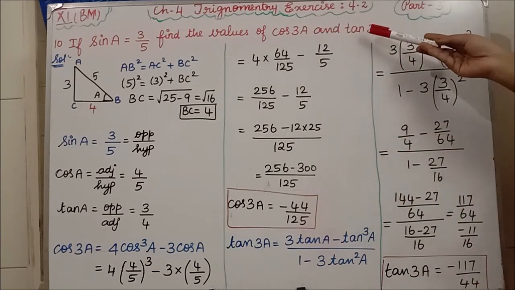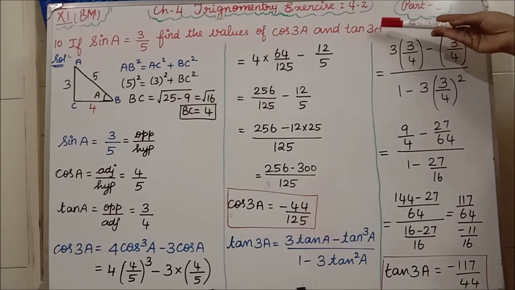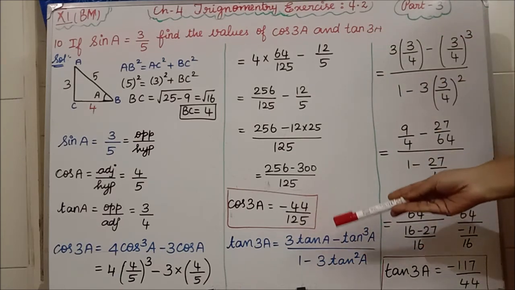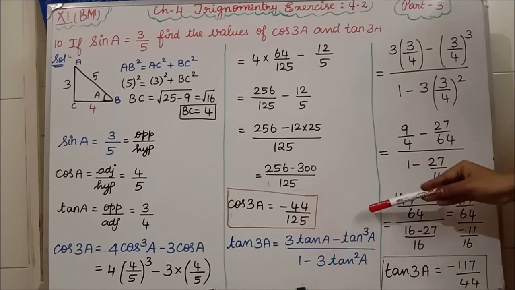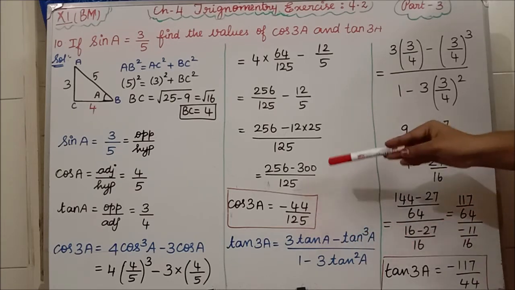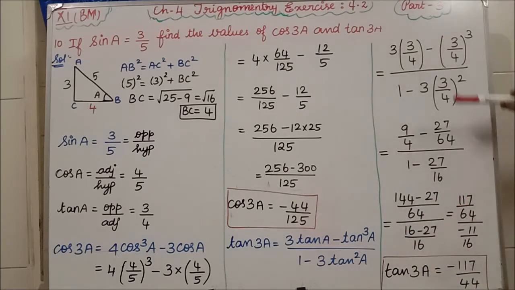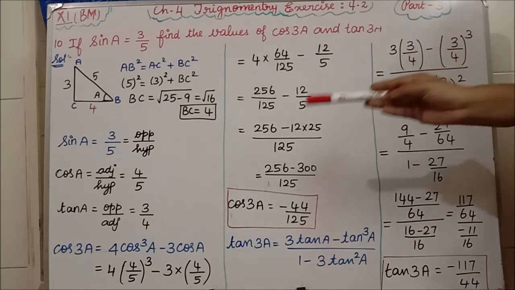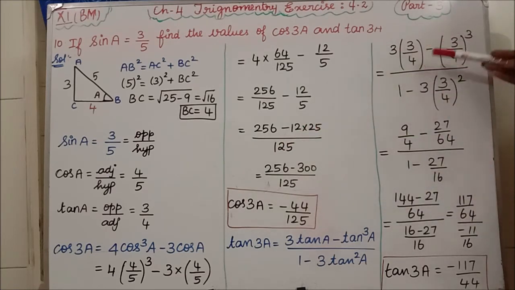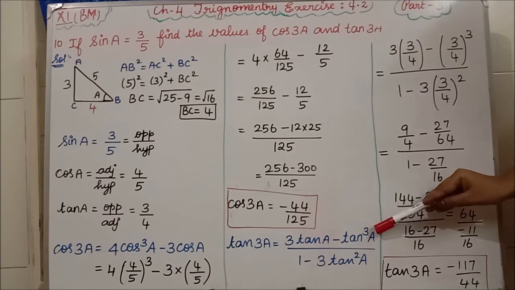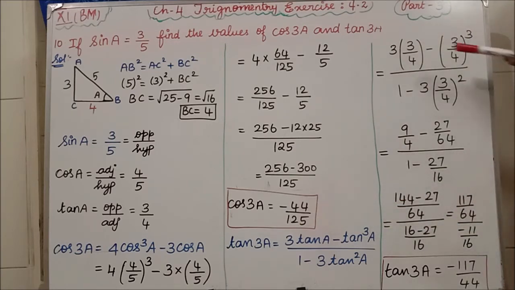Next we have to find what is tan 3a. What is the formula for tan 3a? 3 tan a minus tan cube a divided by 1 minus 3 tan square a. Clear? So 3 I have written. Tan a value, what are we having? 3 by 4. Minus tan a is again 3 by 4. Since we are having cube here, I am writing whole cube, divided by 1 minus 3 tan square a. So 3 by 4 whole square.